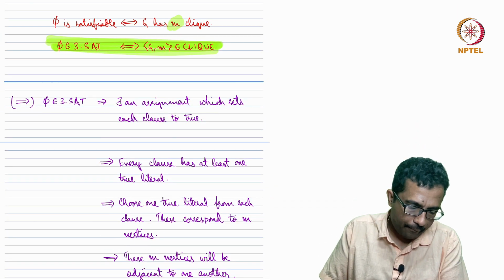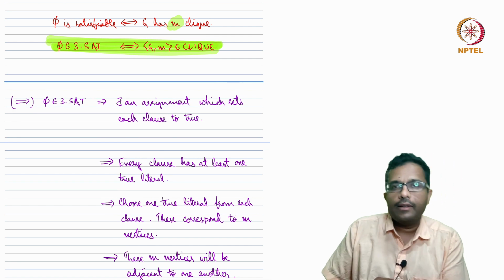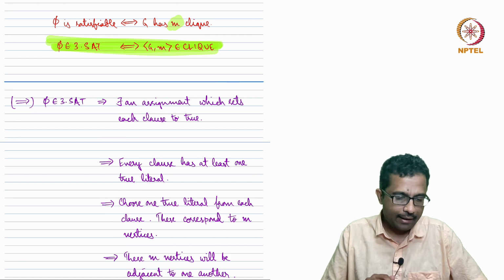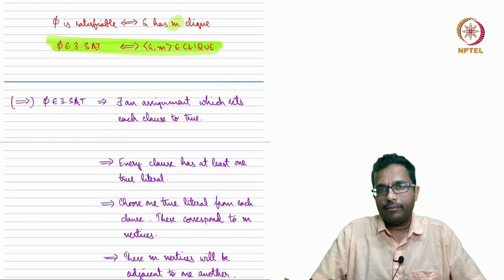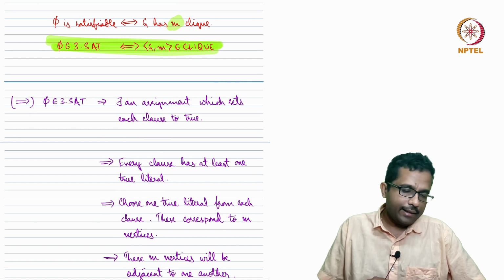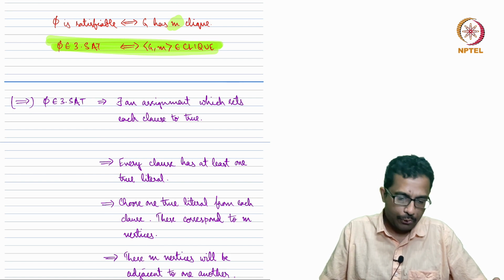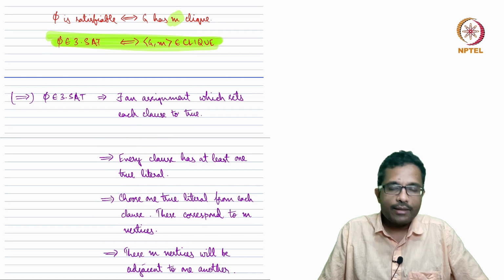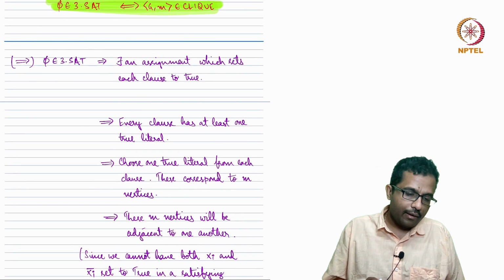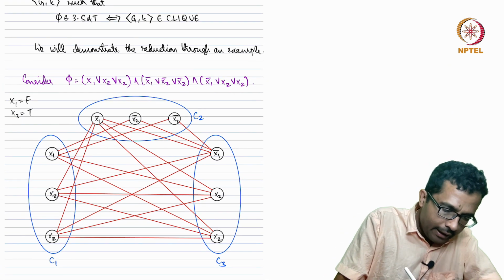So we have to show that phi is in 3-SAT if and only if G has an M clique. So let us assume that phi is in 3-SAT and then show that G has an M clique. Later we will show the reverse direction. So phi is in 3-SAT implies that there is an assignment which sets each clause to true, right? Which means every clause has one true literal. So here every clause has one true literal.